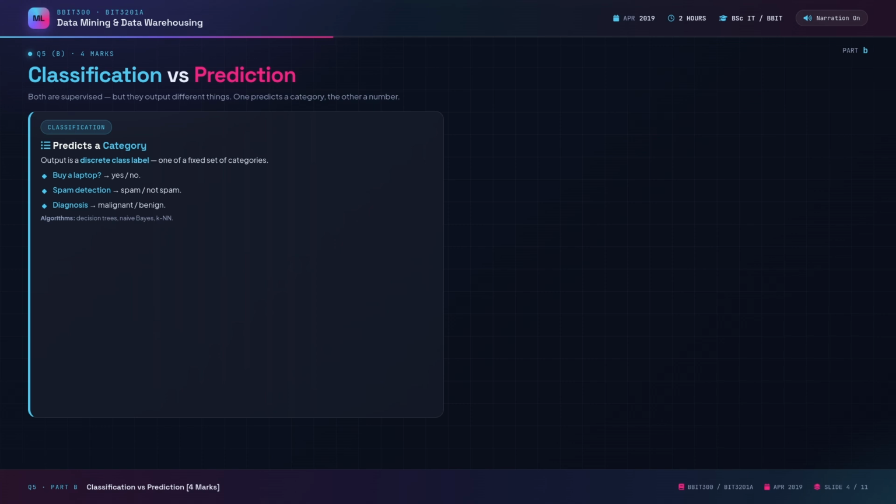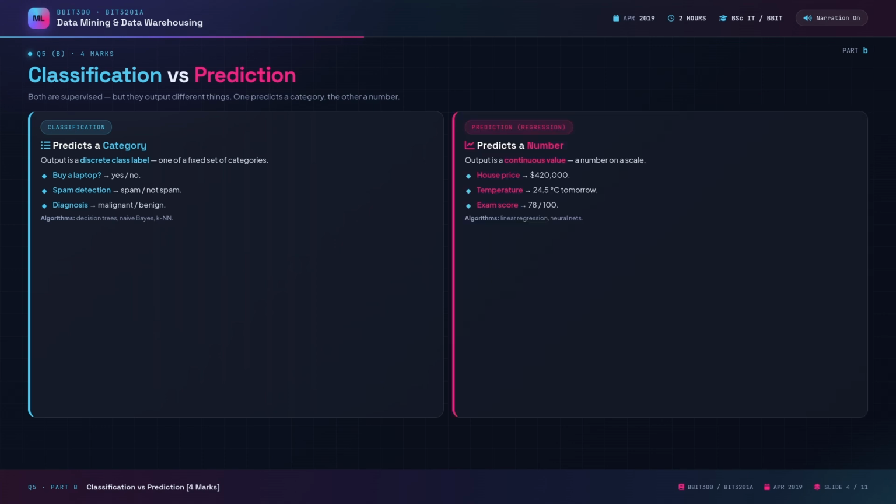Other examples are spam detection, where an email is spam or not spam, and disease diagnosis, where a tumor is malignant or benign. Prediction, sometimes called regression, predicts a continuous numeric value. The output is a number on a scale. Example, given a house's size, location, and age, predict its selling price. The answer is a number like $420,000. Other examples are forecasting tomorrow's temperature or predicting a student's exam score.